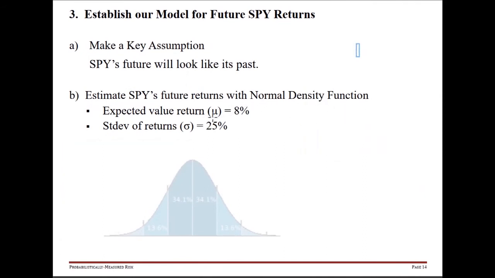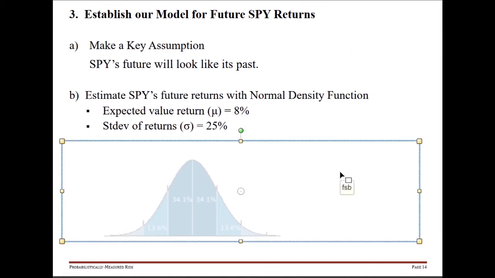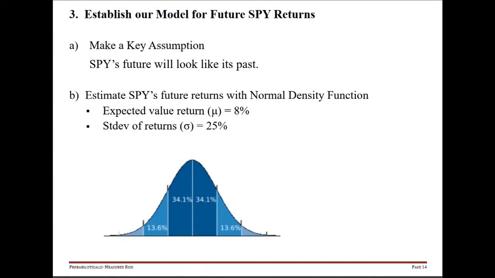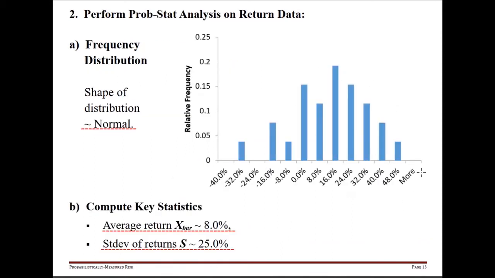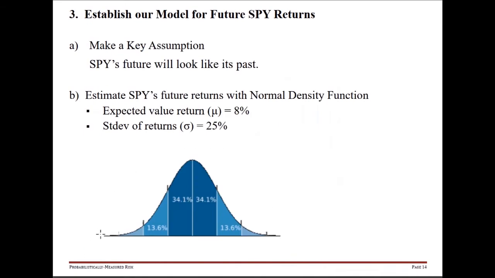And so we morph our sample expected value into the expected value of the normal distribution, and same thing with the standard deviation of returns. And so we've gone from something, our real data, the truth, the whole truth and nothing but the truth, to this, okay, which is our normal distribution model.